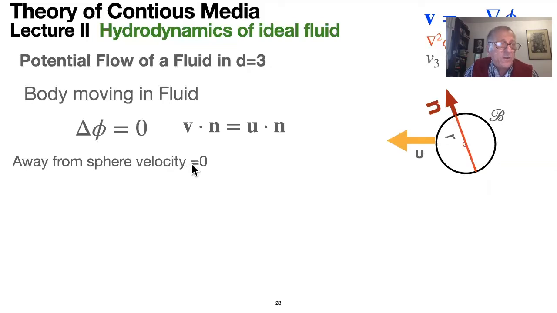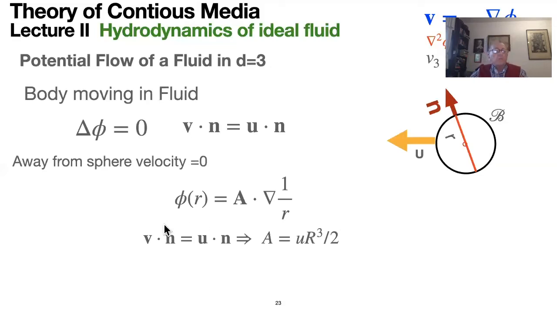Away from the sphere, the velocity is zero. Therefore, the solution for the vector potential is of that form. And out of the condition that the velocity times n, where n is r divided by r cubed, is the scalar product of the velocity u times n, it turns out that the length of the vector a is equal to u, the value of the velocity, times r cubed divided by 2. So we have solved the Laplace equation problem for a sphere moving with velocity u within an incompressible, irrotational, that is potential, liquid. And that formula, I suggest you recall.